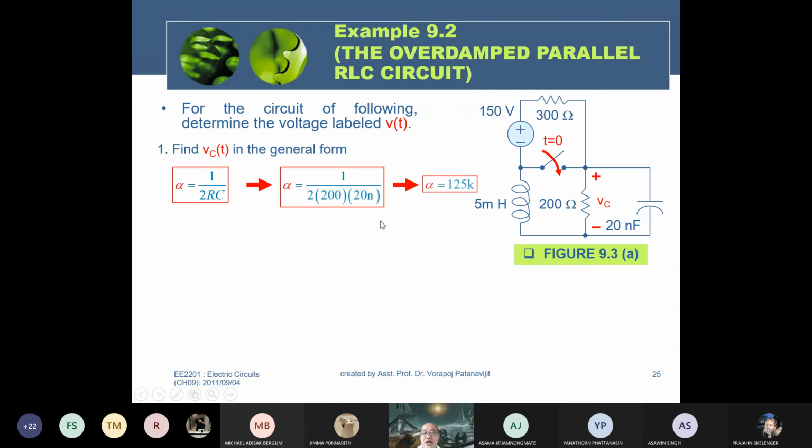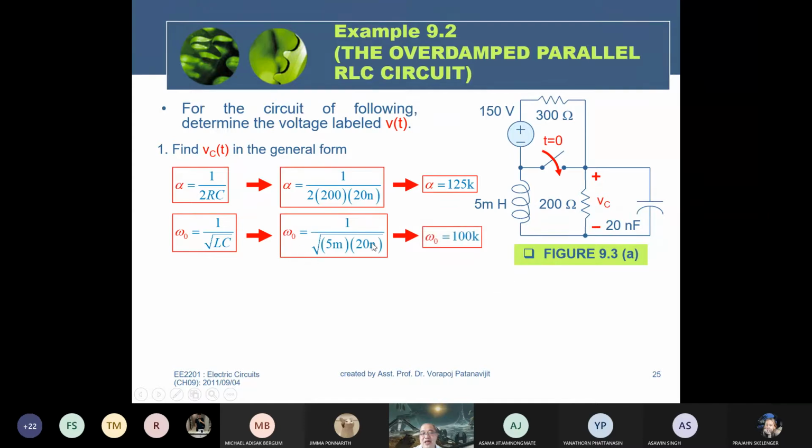The alpha value equals 1 divided by 2RC. If you short circuit them, you can see that the bottom section and the top section are separated. Now alpha equals 1 divided by 2RC, alpha equals 125k. Omega naught equals 1 divided by square root of LC.